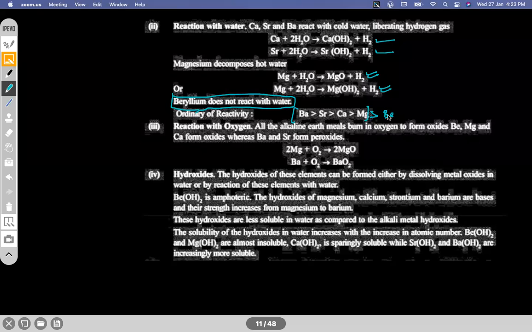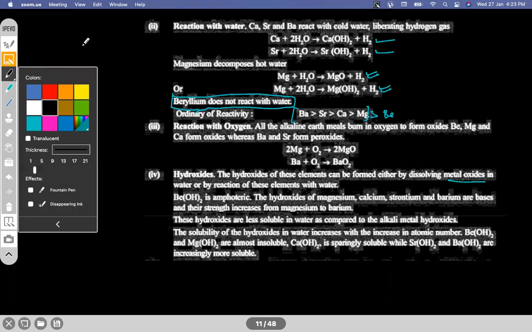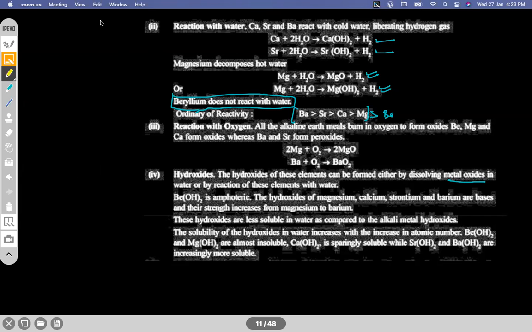Reaction with oxygen: all alkaline earth metals burn in oxygen to form oxides. Beryllium, magnesium, and calcium form oxides, whereas barium and strontium form peroxides. That's why we also say the tendency to form peroxide increases down the group. The hydroxides of these elements can be formed either by dissolving metal oxides in water or by reaction of the elements with water, like this reaction. So we can use metal oxides or simply the metal in water. Important property: Be(OH)2 is amphoteric.